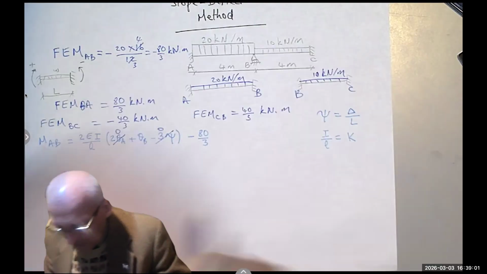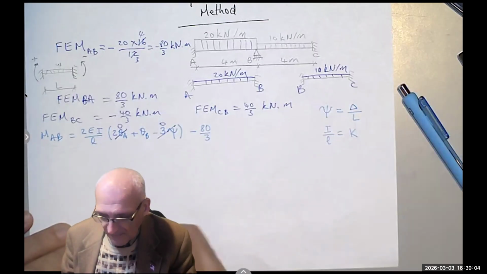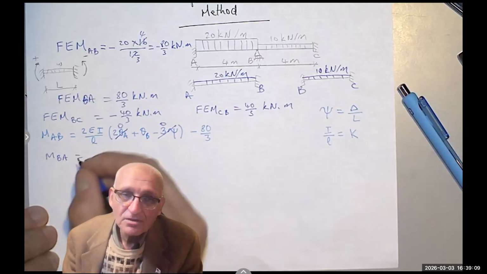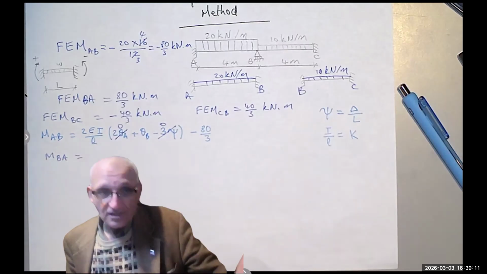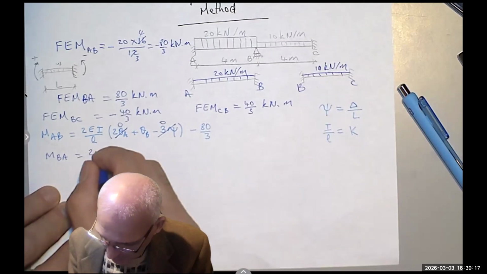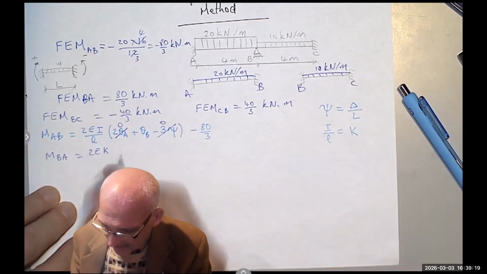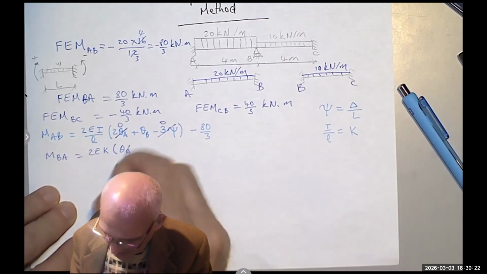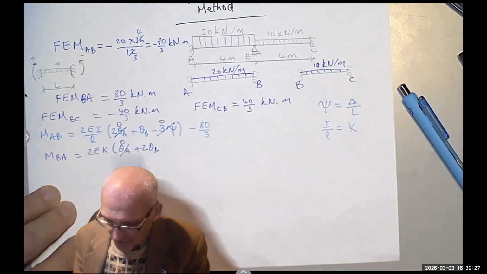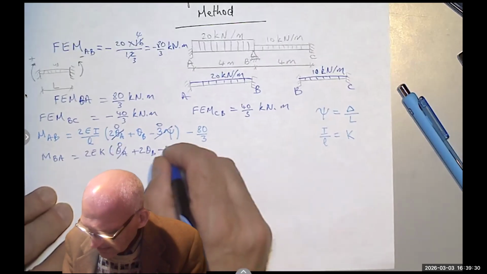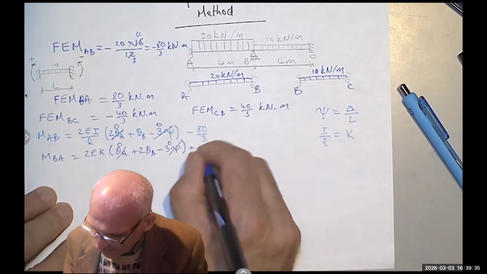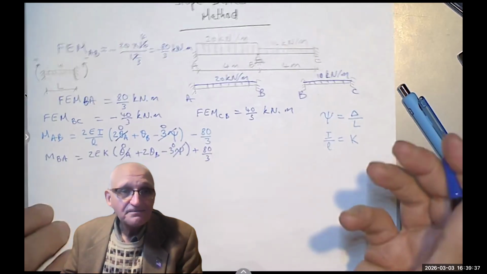So really, our equation is so easy now. Let's write the equation for MBA. No, we are not going to study for an MBA. Okay. MBA would be 2EK, I'm going to call it K now, times theta sub A, which is 0, plus twice theta sub B, because I am at point B, so it's twice, minus 3 psi, which is 0, plus 80 thirds. See how easy it is?